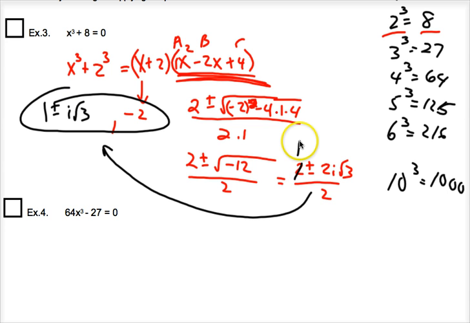So divide by 2, you get 1, divide by 2, you get 1, divide by 2, you get 1. The first term doesn't cancel, it turns into a 1. Those are your 3 answers.